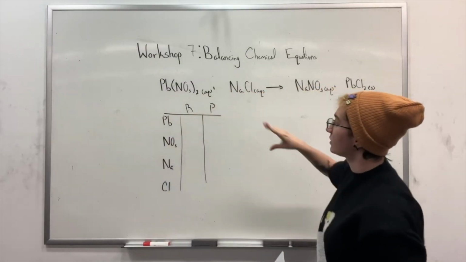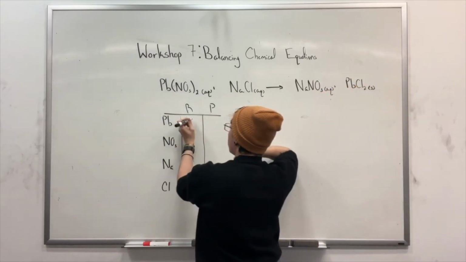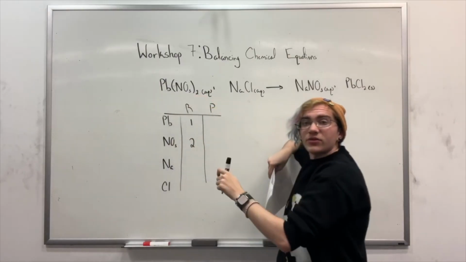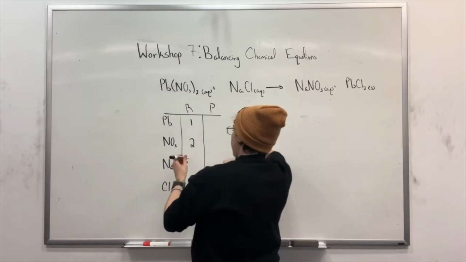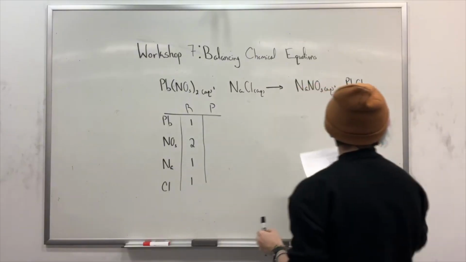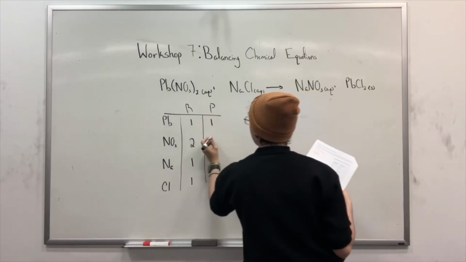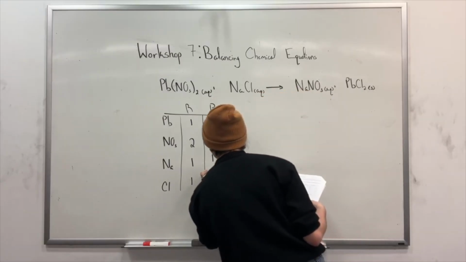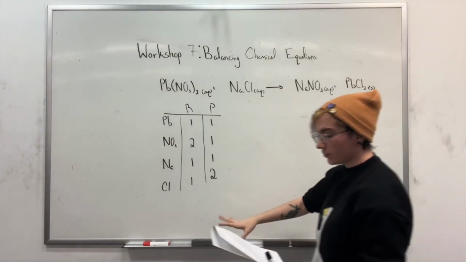And so again, now we just count up how many of each we have on the reactant side versus our product side. We have 1 lead, 2 nitrate. Remember, polyatomic ions go in parentheses, and the amount is tracked by the subscript outside said parentheses. Sodium 1 and chlorine 1. Now for our product side, we have 1 lead, 1 nitrate, 1 sodium, and 2 chlorine. So, skeletal equation, filling in our table.